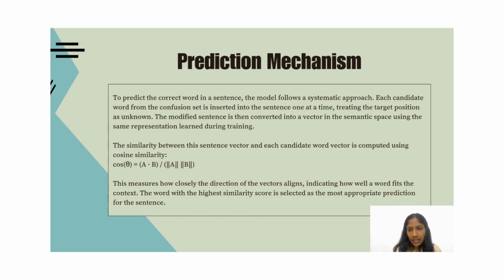This similarity is calculated using cosine similarity, which is defined as the dot product of two vectors divided by the product of their magnitudes. In simple words, cosine similarity measures how closely two vectors point in the same direction. A higher similarity indicates that the word fits better within the context of the sentence. The model then selects the word with the highest similarity score as the correction prediction. This approach allows the model to choose words based on their contextual meaning rather than just frequency.